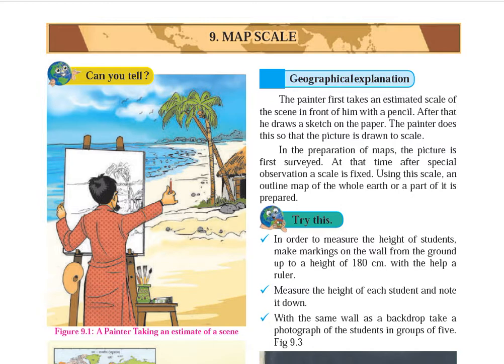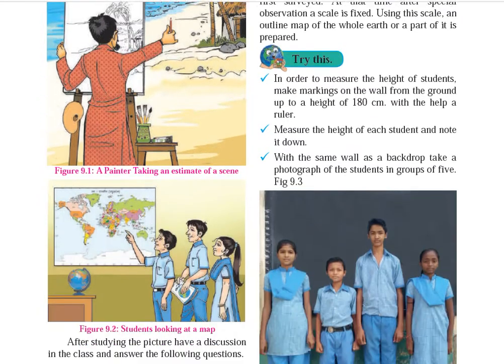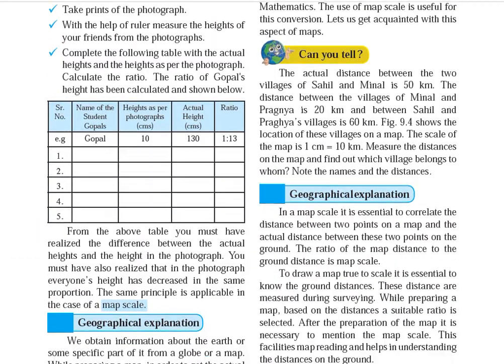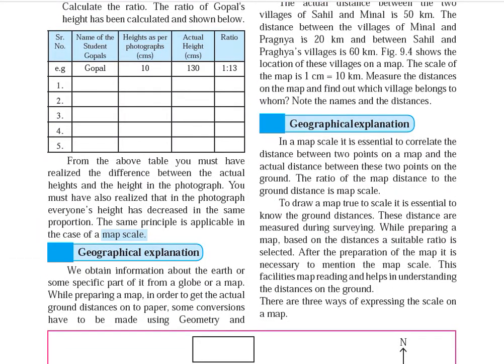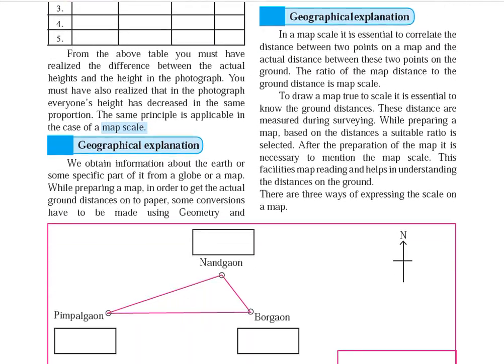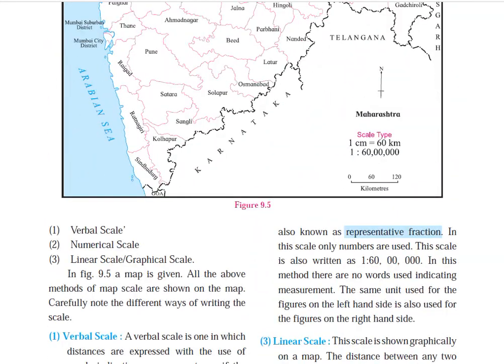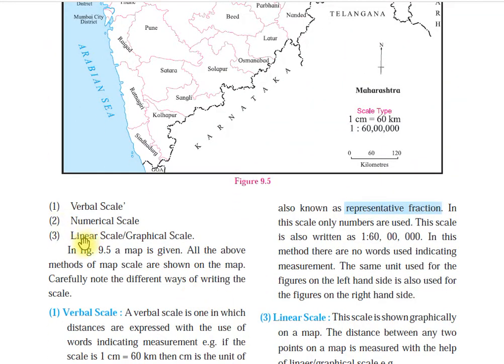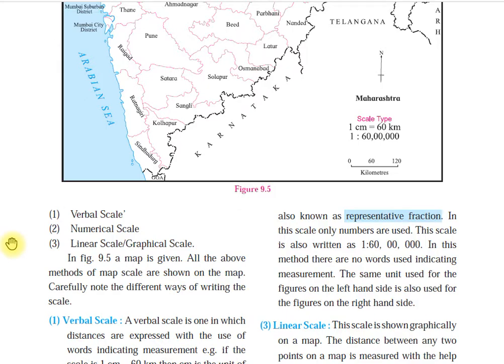We'll do types of map scale. Now, we have got three types of map scale. Number one, verbal scale. Number two, numerical scale. And number three, linear scale or graphical scale. Now come to point one, verbal scale.